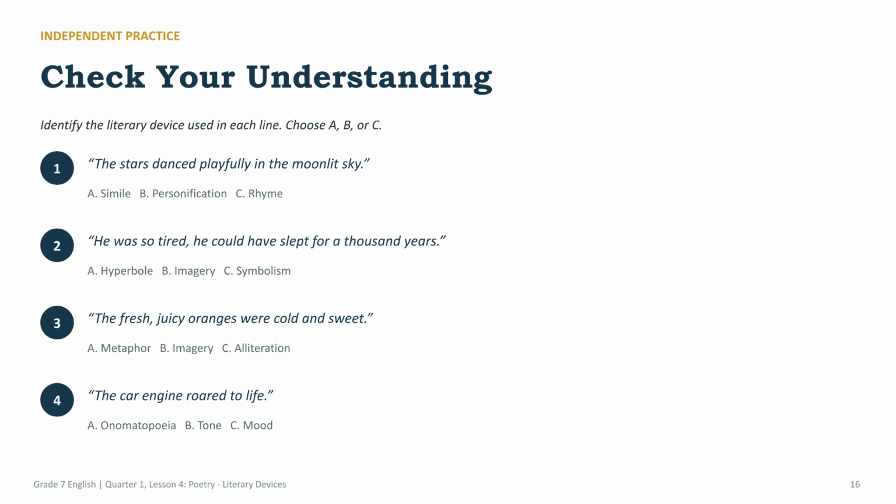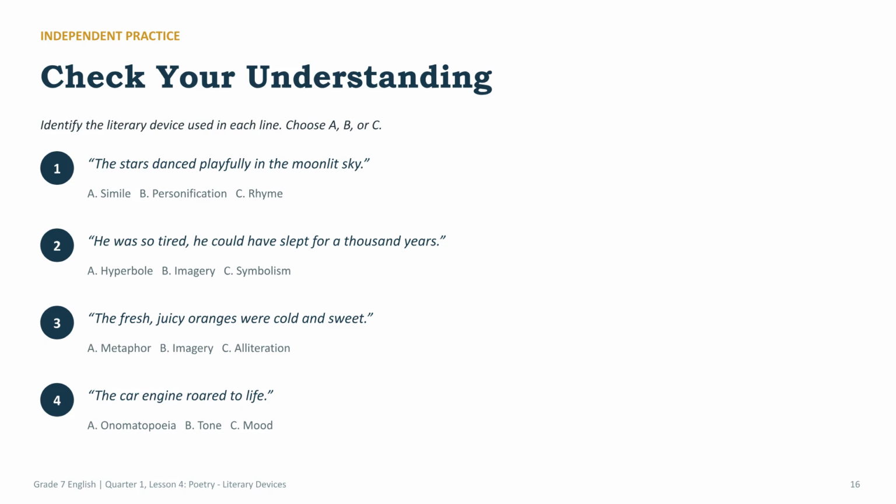Item 1. The stars danced playfully in the moonlit sky. Is this A. Simile, B. Personification, or C. Rhyme? Pause and choose your answer now. Item 2. He was so tired he could have slept for 1,000 years. Is this A. Hyperbole, B. Imagery, or C. Symbolism? Pause and choose.